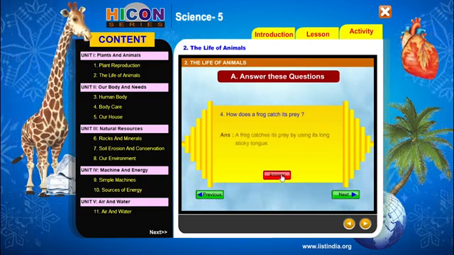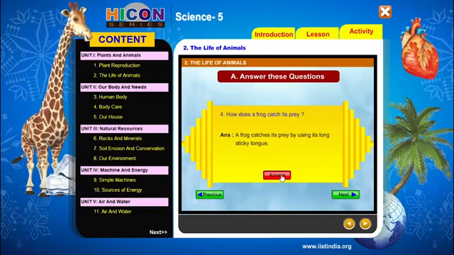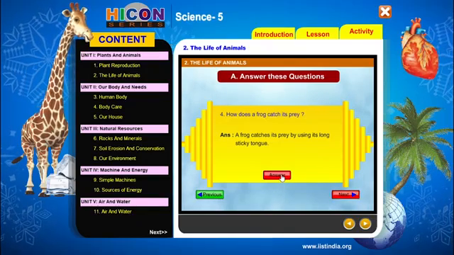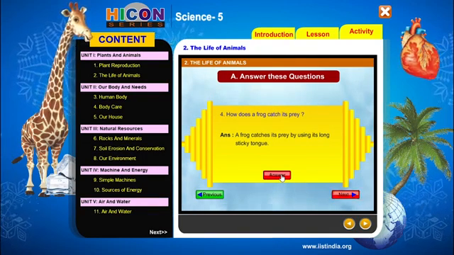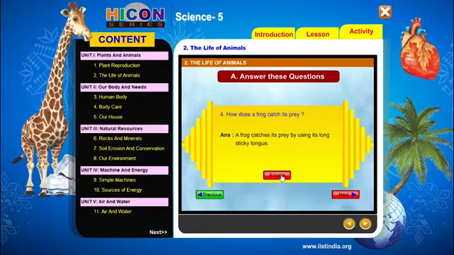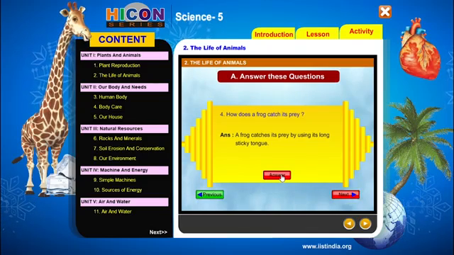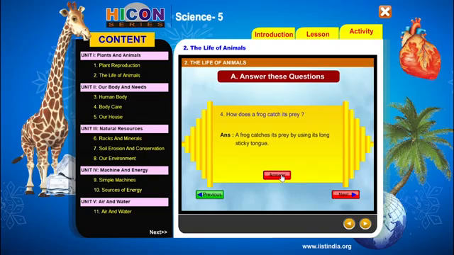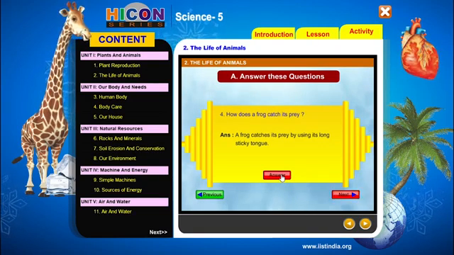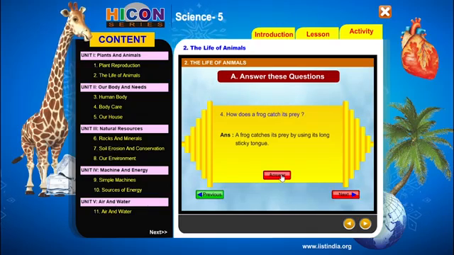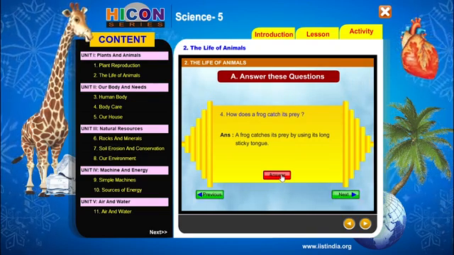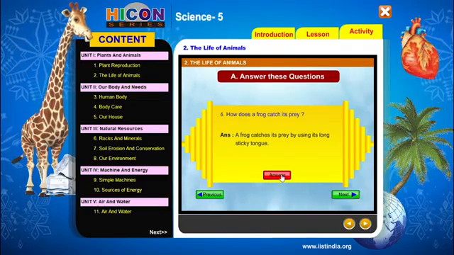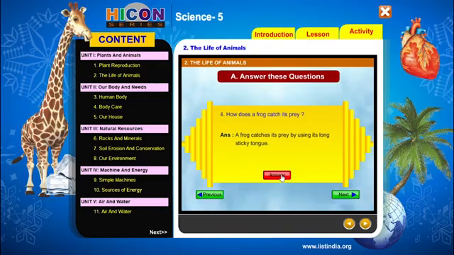How does a frog catch its prey? Children, see the answer. A frog catches its prey by using its long sticky tongue. We have discussed it in the chapter. The frog has a special tongue in its mouth. It has a long tongue, that means it can stretch its tongue to a long distance. And the tongue of the frog is sticky in nature. That's why it moves out its tongue towards the prey with a jerk, and the insect will stick to its tongue, and the frog immediately pulls its tongue into its mouth and swallows the insect.